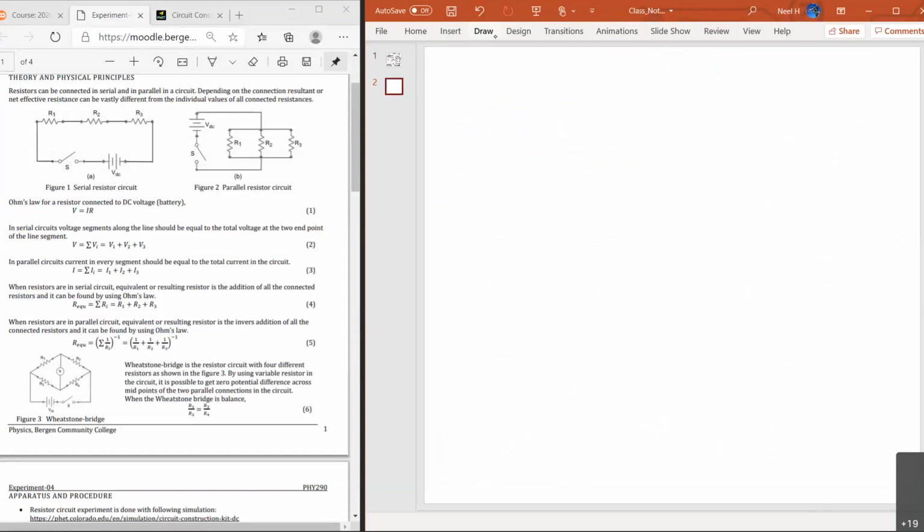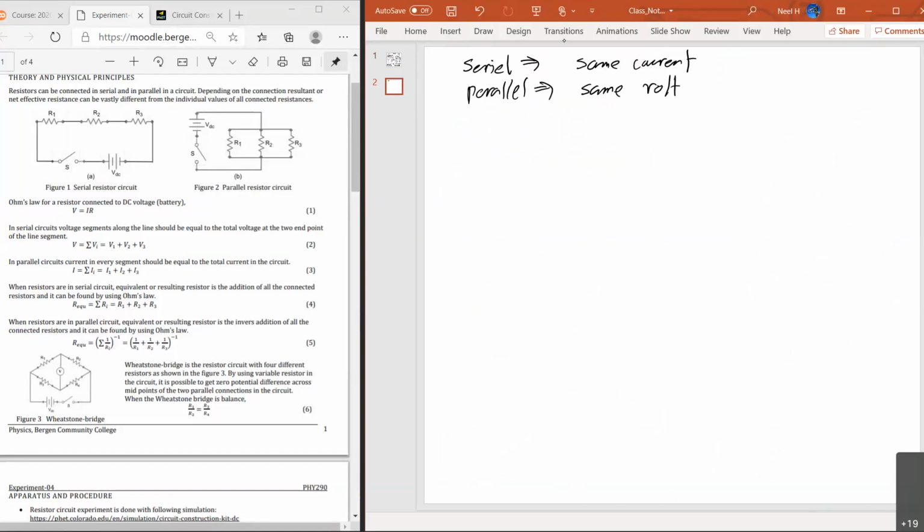Now let's see if I have a parallel connection. Parallel means all the items should be connected. That's the important thing, right? If you have a serial connection, serial means all the items should have the same current, right? So that's the basis for the serial connection. If I have a parallel connection, which means all the items have to have the same voltage, right?